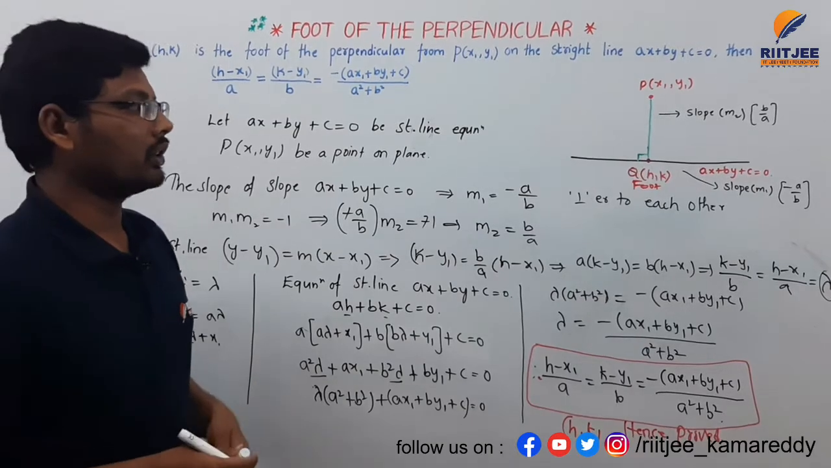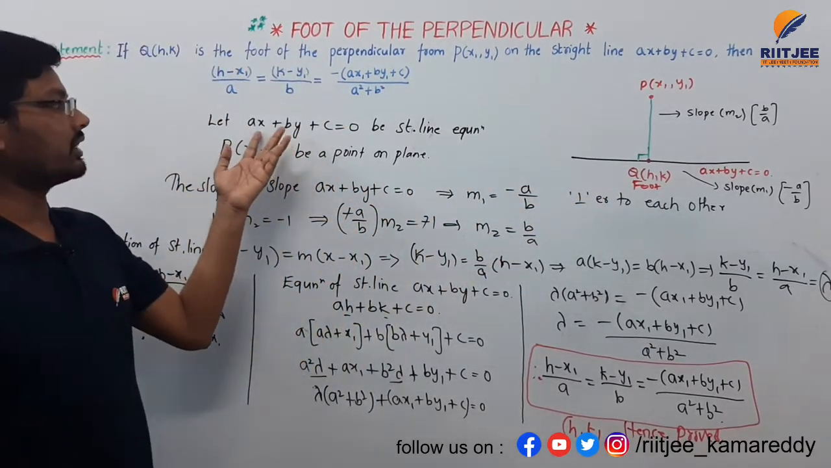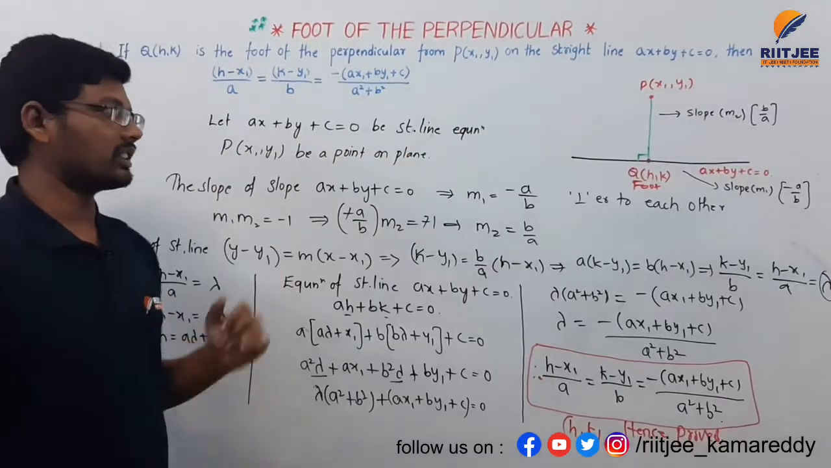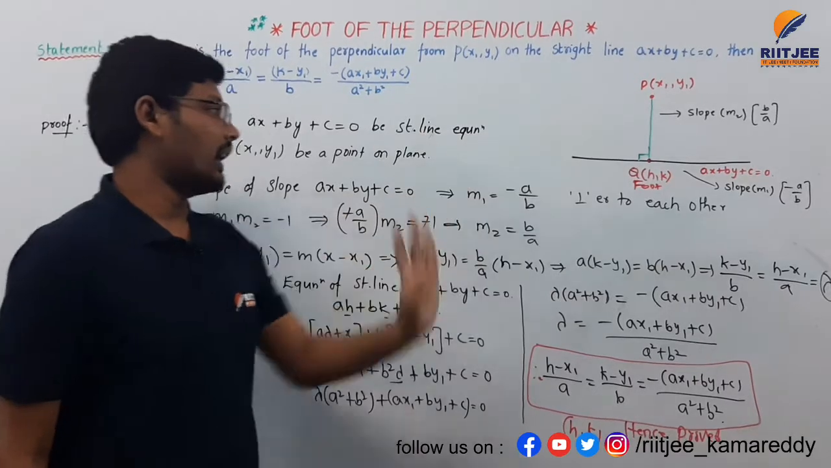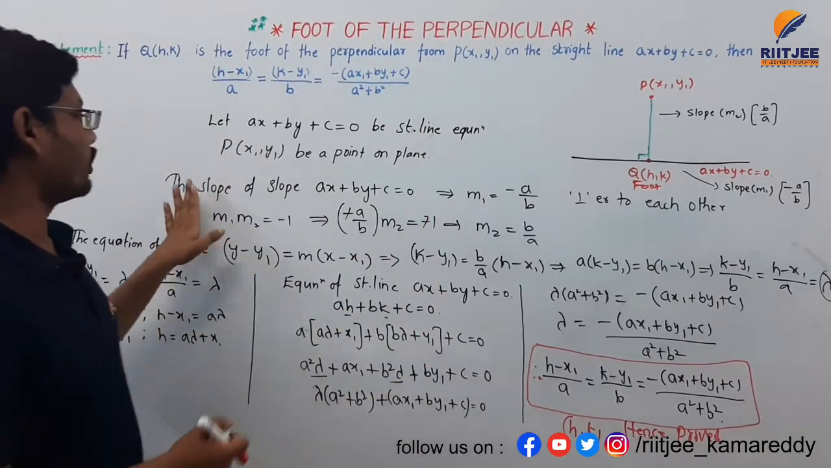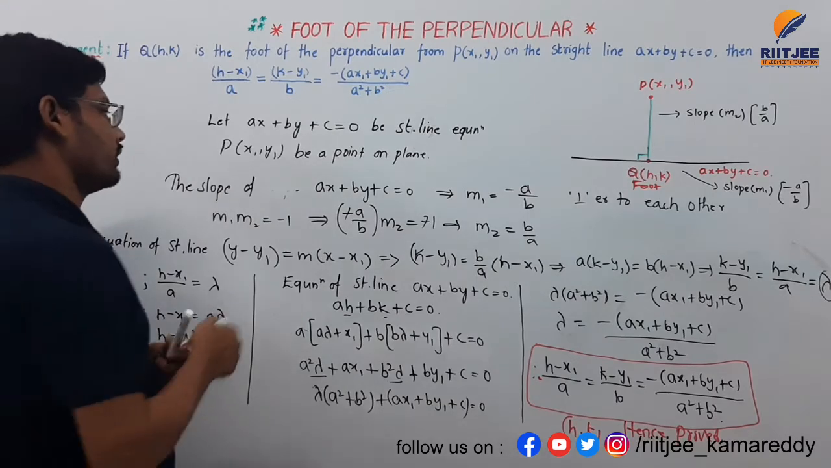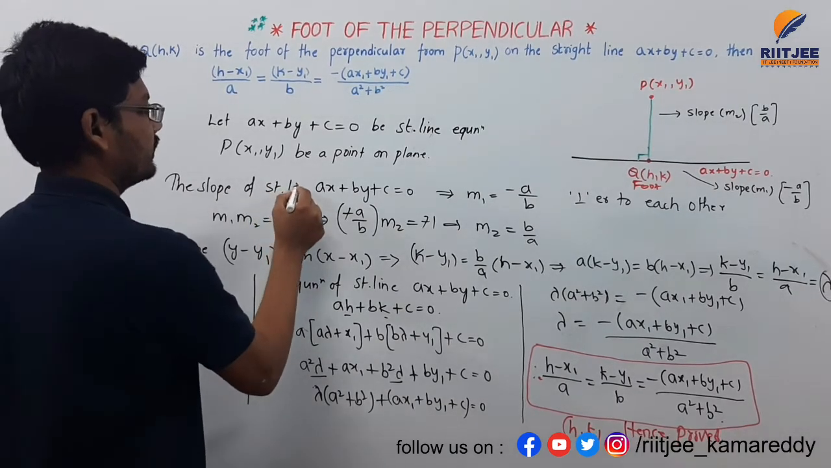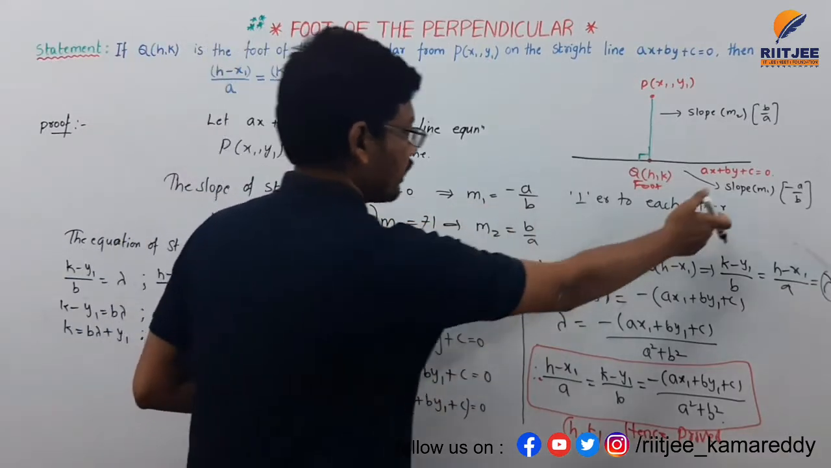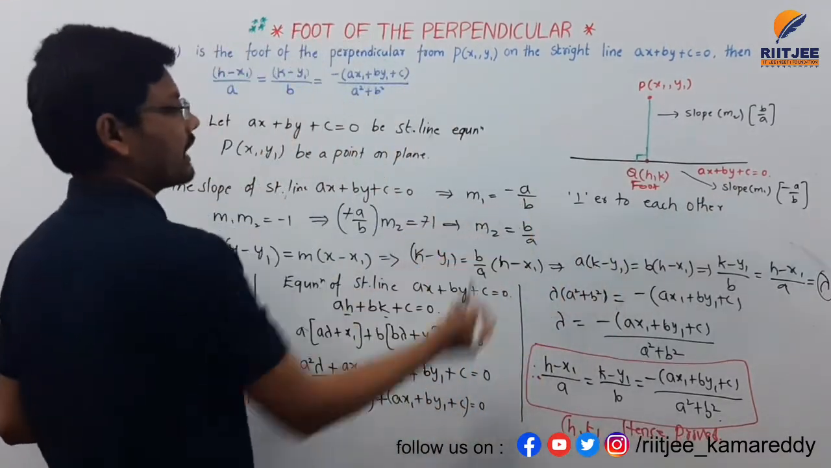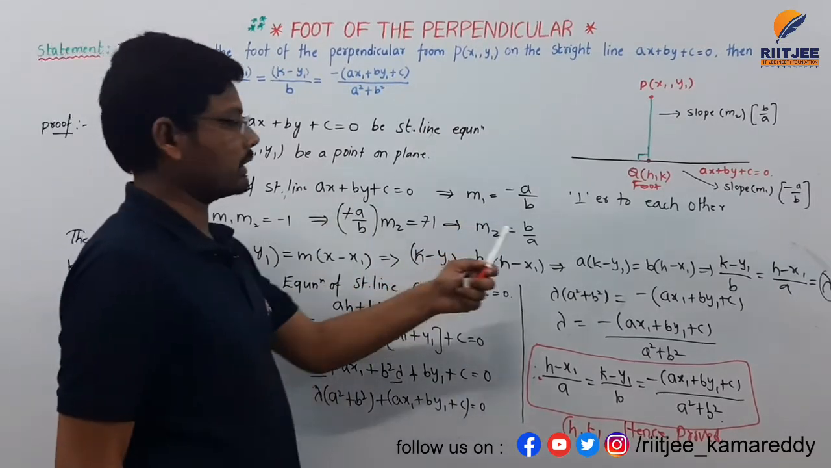So to find the foot, first we have a straight line equation, that is ax plus by plus c is equal to 0. P of x1 comma y1 is a point in the plane. From the slope of the straight line ax plus by plus c is equal to 0, I am taking m1 is equal to minus a by b. This is the formula we can find by using y is equal to mx plus c.